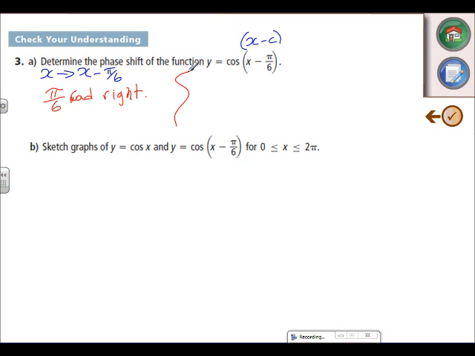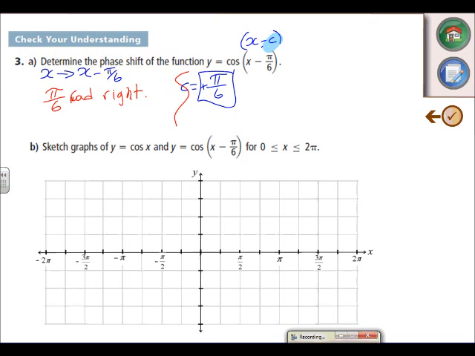And just in case they do ask a slightly different question, what is the parameter c? The value of c is pi over 6. It's actually positive pi over 6 because the negative is already in that equation. So c equals positive pi over 6. And let's sketch the graphs of cos of x. Let's start with that. And that was what was done there in 6.4.